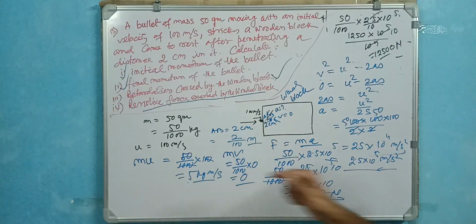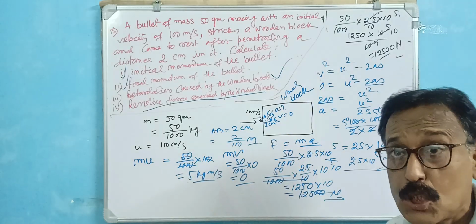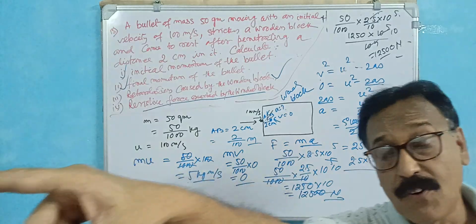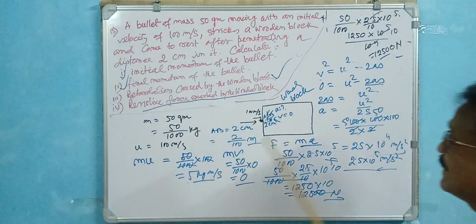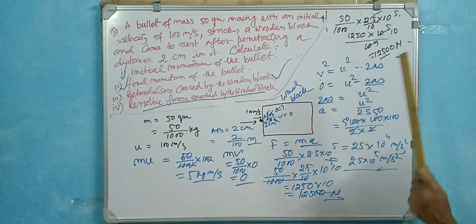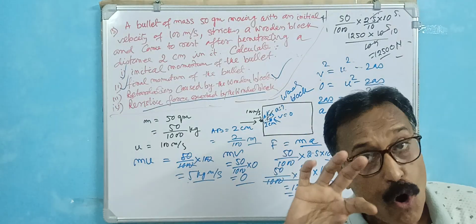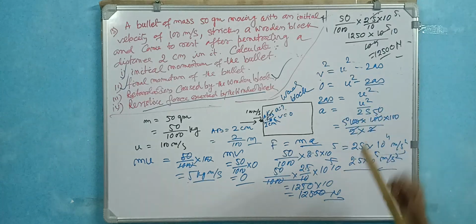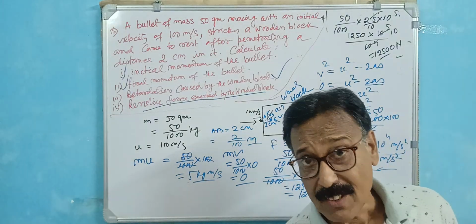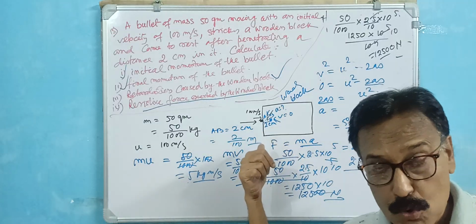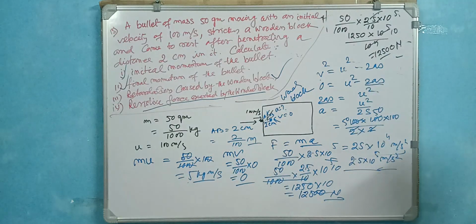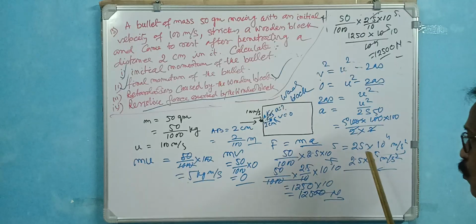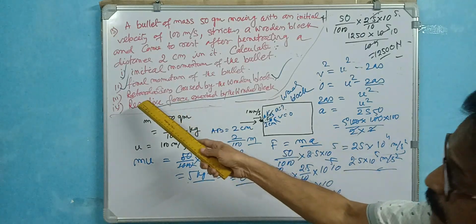Now up to this 2 centimeter you enter and then stop. That means V is 0. So you know U, you know V, and you know the distance covered. So what is the formula used? V square is equal to U square minus 2aS. Remember, all are in the SI system, so convert 2 centimeter to meter. From there you calculate the retardation developed by the force applied by the wooden block. So this is 2.5 into 10 to the 5, the retardation caused by the wooden block.